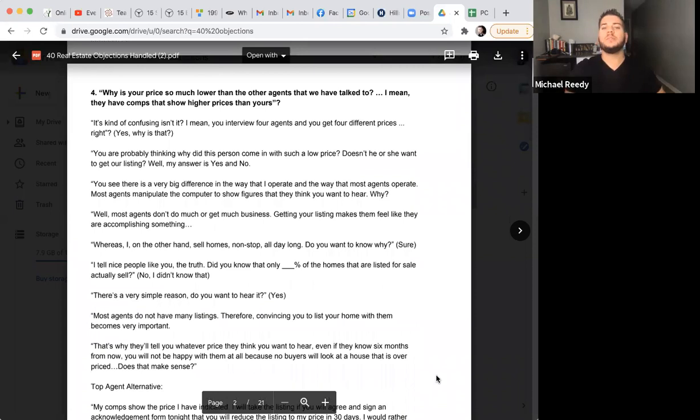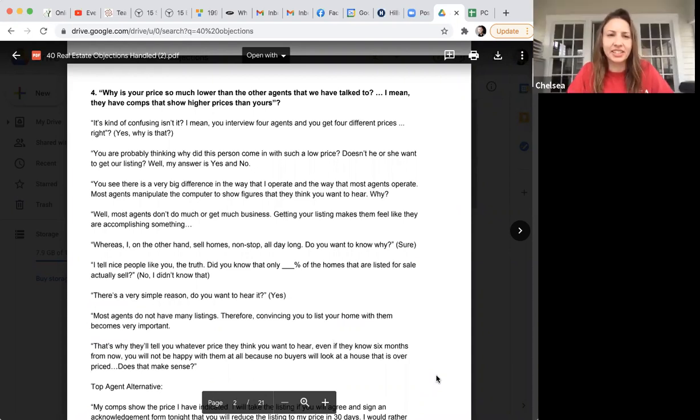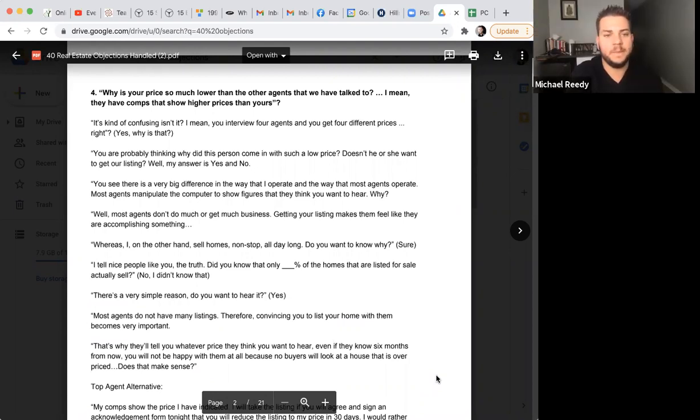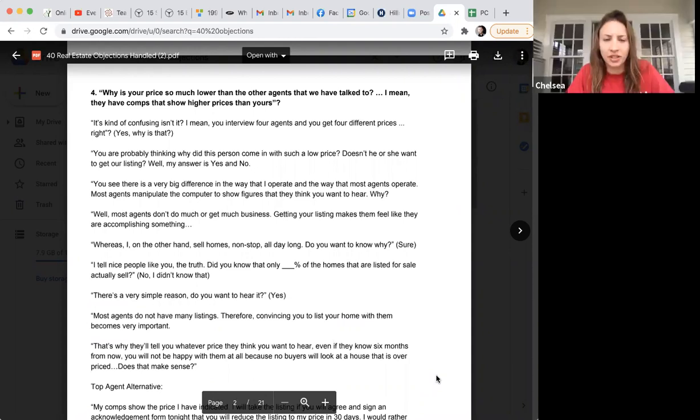So why is your price so much lower than the other agents that we have talked to? I mean, they have comps that show higher prices than yours. It's kind of confusing, isn't it? I mean, you interview 4 agents and you get 4 different prices, right? Yeah, why is that? You're probably thinking, why did this person come in with such a low price? Didn't he want to get our listing? Well, my answer is yes and no.